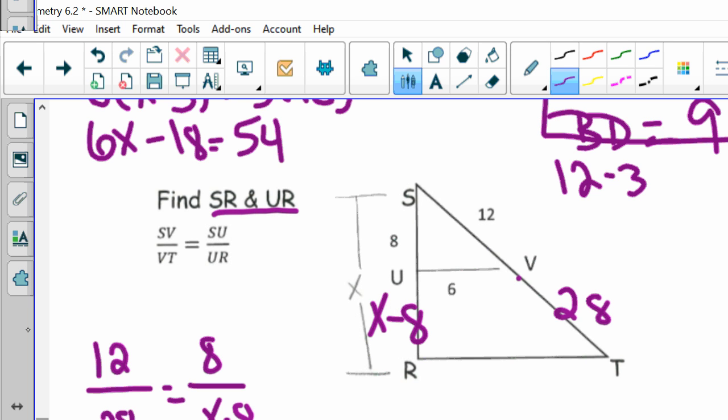I need to distribute my 12 here, so I get 12x minus 12 times 8, which is 96, equals 8 times 28, which is 224. I want to get x by itself, so I'm going to add 96 to both sides, and I get 12x equals 320. Divide by 12, so x equals 320 divided by 12.